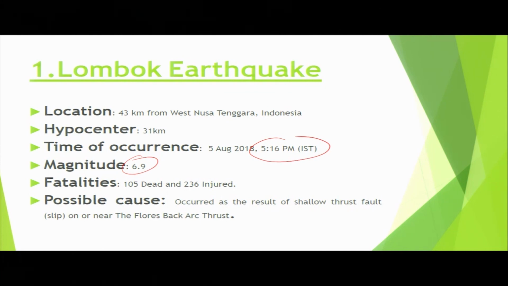Possible causes: it occurred as the result of shallow thrust, as sir has already told you about the thrust fault, that one plate is overriding the other plate. This is P1, plate 1, and this is P2. So this plate is overriding the other plate. As you can see, during subduction some stress is acting, and when it crosses the limit, the force is generated and earthquake happens. There is a video regarding this earthquake I am going to show you.